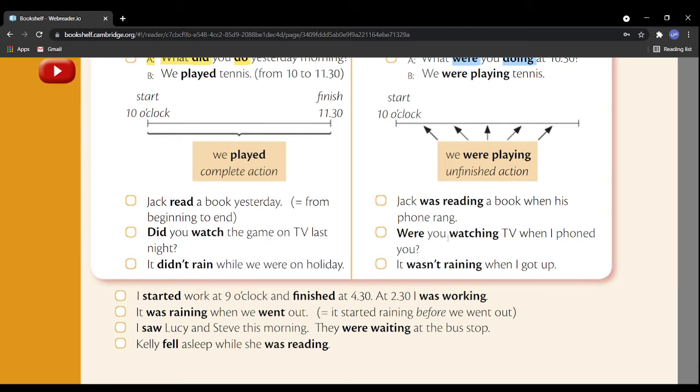هنا were you watching TV when I phoned you? يعني اتصلت عليك هل كنت قاعد تشوف التلفزيون؟ تقول yes I was watching TV. Sorry I couldn't pick your call. It wasn't raining when I got up. ما كانت تمطر وأنا يوم أصحى من النوم. واضح الأكشن اللي كان progressive.